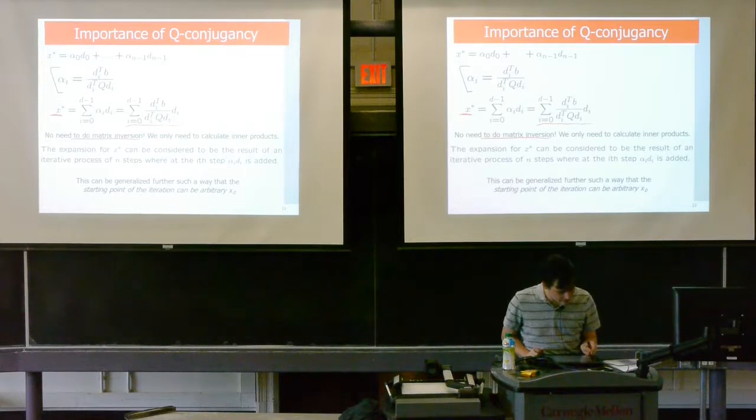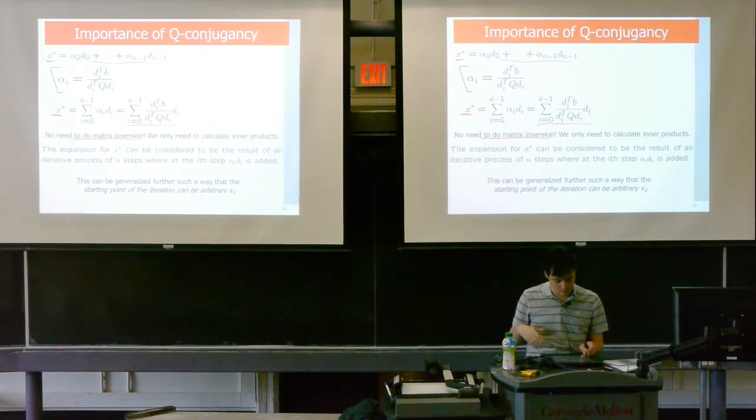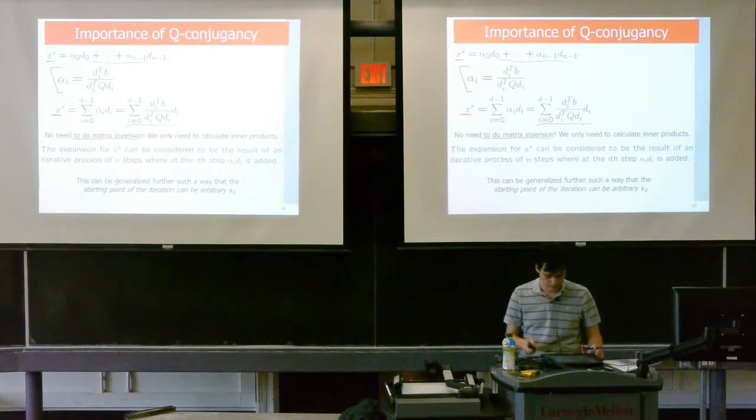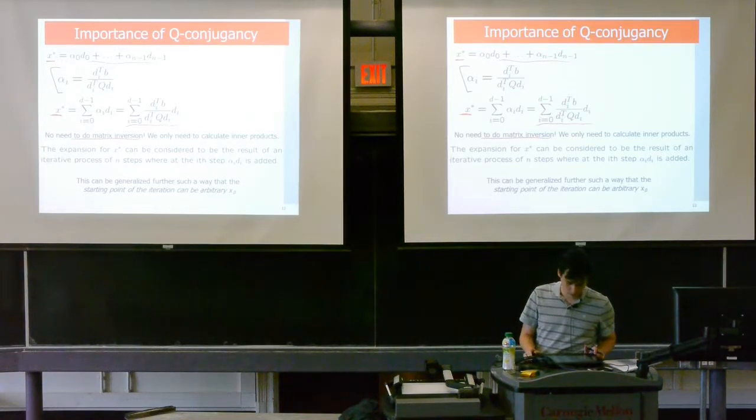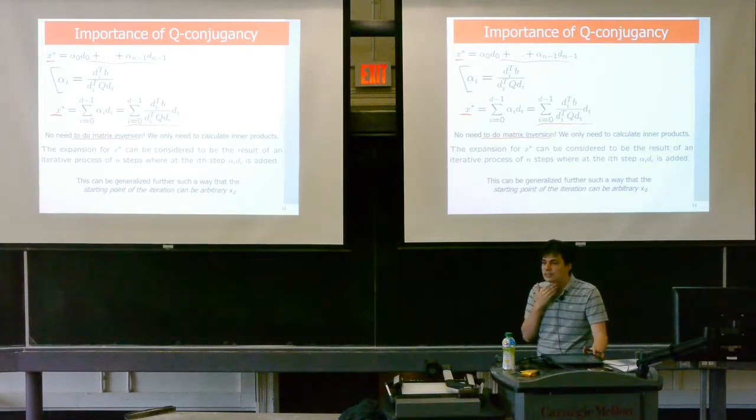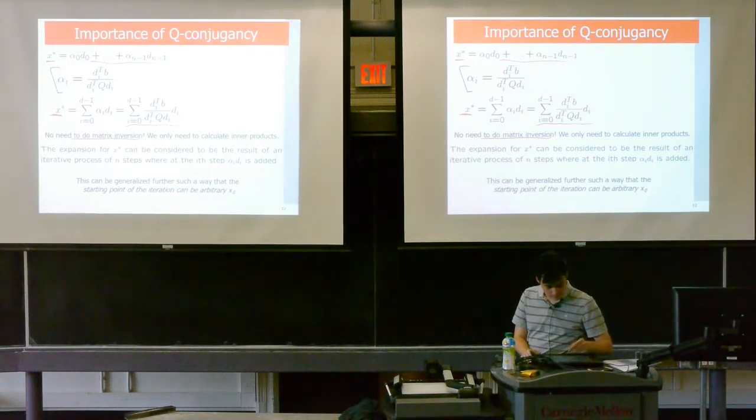Okay, and you can also think of how we make this x star as an iterative process where we start from, say, 0, and in each step we add alpha i di to our vector. That's clear, right? So I could write this as x k plus 1 is x k plus alpha k dk, and we start from x naught equals 0, and we repeat this iteration.